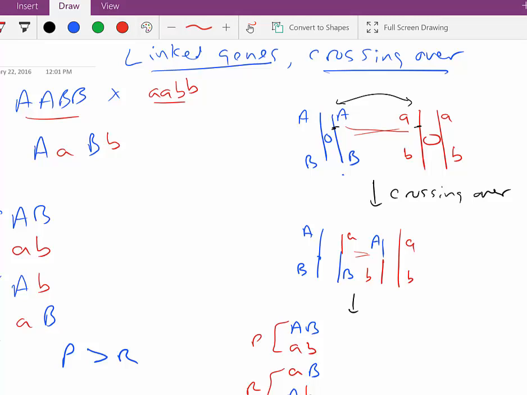So what happens if you don't get crossing over? If you don't get crossing over, you just get parentals. So with no crossing over, these guys stay together and these guys stay together. And we'll look at another question that shows that. But sometimes you get crossing over, and when you get those, you get recombinants. And because most of the time you don't get crossing over, you get more parentals than you do recombinants. And this is the definition of linkage.